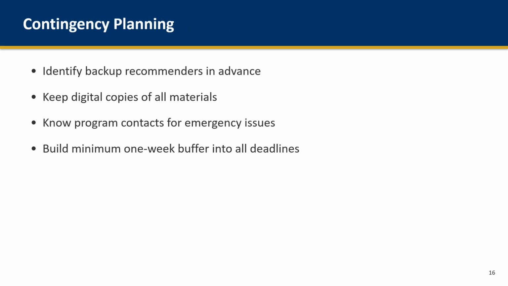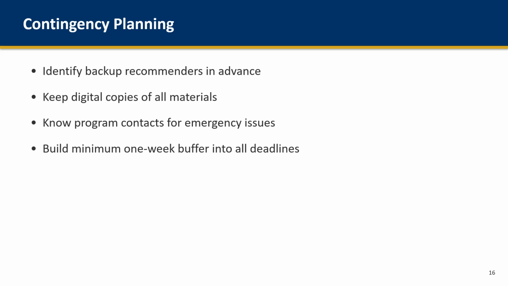Contingency planning prevents disasters. Identify backup recommenders in advance. If your primary recommender becomes unavailable or fails to submit, who could step in? Have this option ready so you're not scrambling in crisis mode. Keep digital copies of all materials in multiple locations. Cloud storage, local backup, email to yourself. If your computer crashes the week before deadlines, you need immediate access to your work.